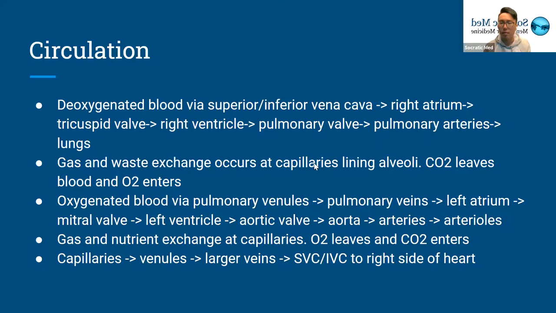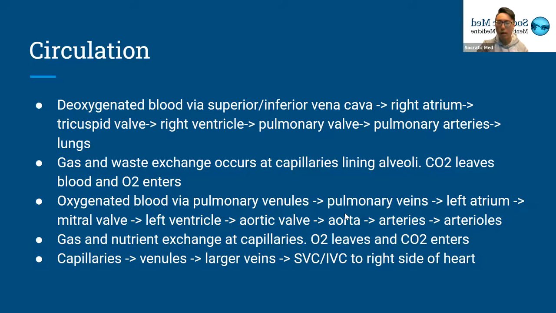And then once the blood is oxygenated at the lungs, it'll exit the lungs via the pulmonary venules, and those will condense into pulmonary veins, and then it'll enter the left atrium. Once it's filled, it'll go from the left atrium to the left ventricle through the mitral valve, and then from the left ventricle to the aorta via the aortic valve. And then the aorta will divide into smaller arteries and then even smaller arterioles.